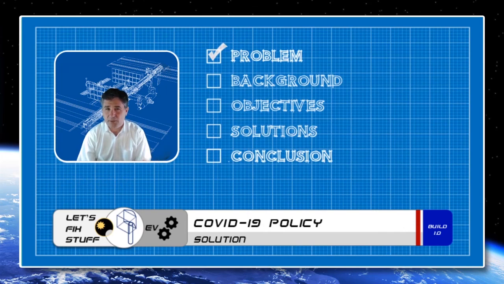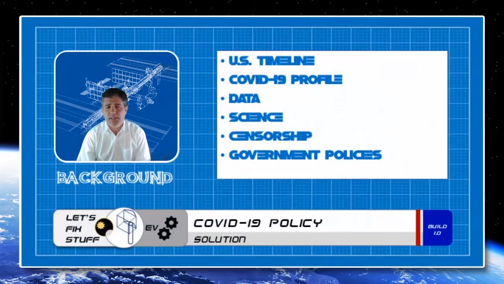Now let's do a little bit more of a deep dive into information that might be useful in identifying potential solutions and evaluating those solutions. So we're going to look into the timeline, a profile of exactly what COVID-19 is, and do some deep dives into the data pertinent to the policy decisions around COVID-19 and the science that drive those policy decisions or are supposed to drive those policy decisions, and look at real issues around censorship and also examine what have been the specific government policies enacted in response to this pandemic.